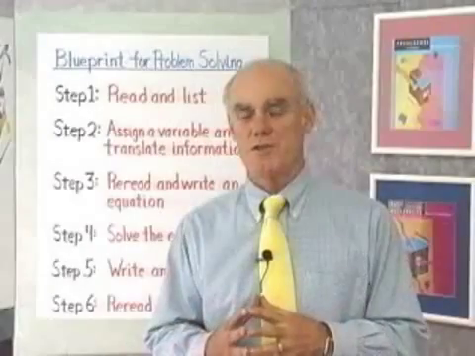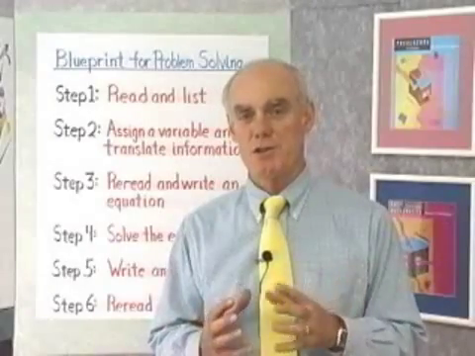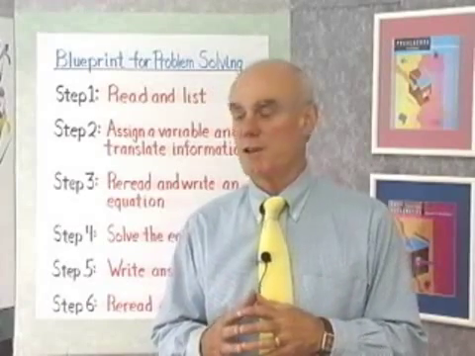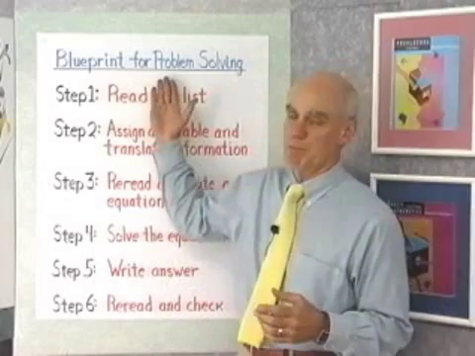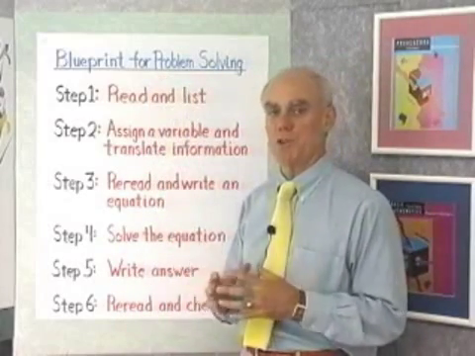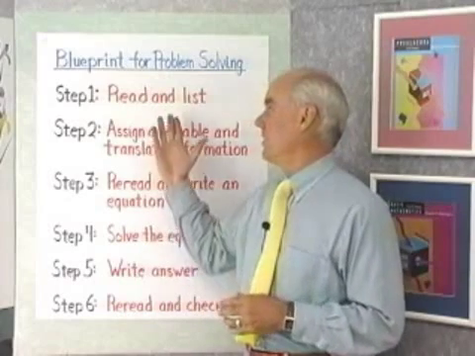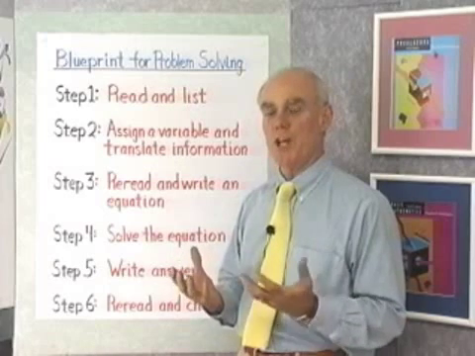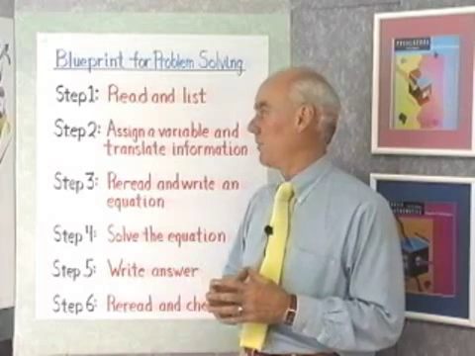In this section, we're going to solve some application problems. The solution to these application problems will involve the equations that we've been solving previous to this. I've written over here on the board what's called the blueprint for problem solving, and it's an outline of the steps that we want to follow when we solve these application problems. The first step is to read the problem and then mentally list to ourselves the known and unknown items that are given in the problem.